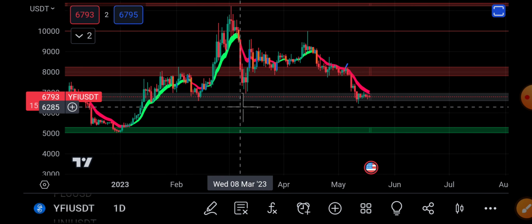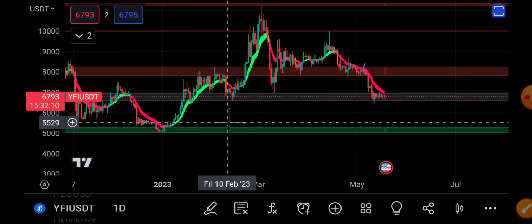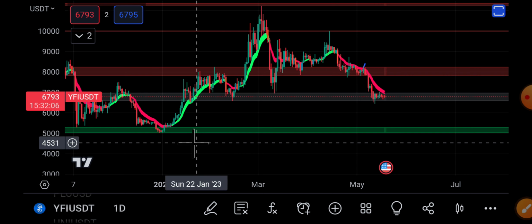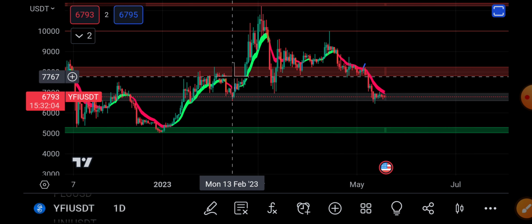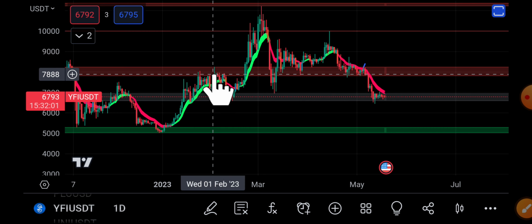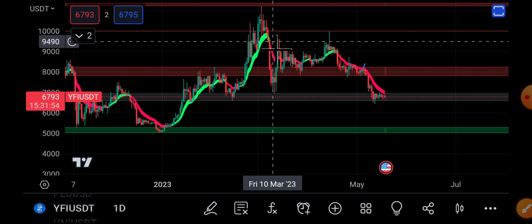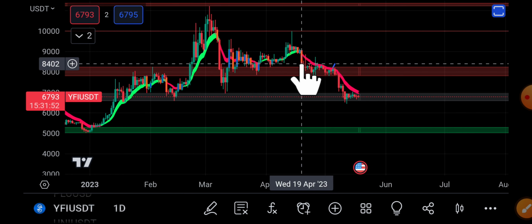One of those reasons, as you can see right down here on my screen, is what I call the altcoin doctor's indicator. What the altcoin doctor's indicator does is that it shows us when price is bullish and when price is bearish. Every time the indicator turns green, price was bullish, and every time we turned red, we were bearish.